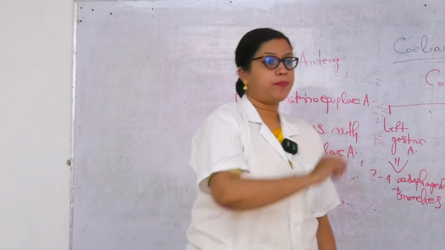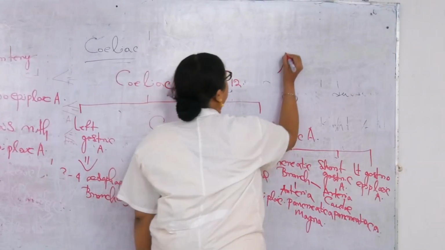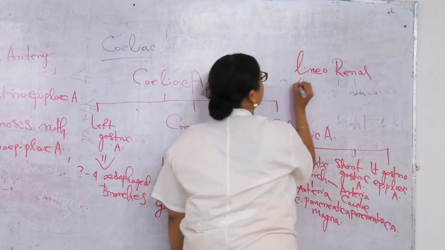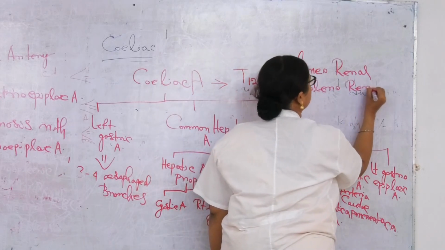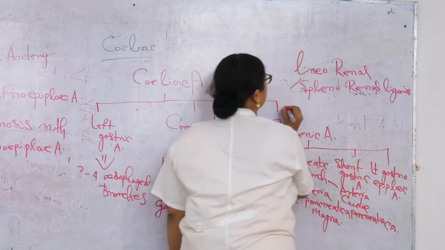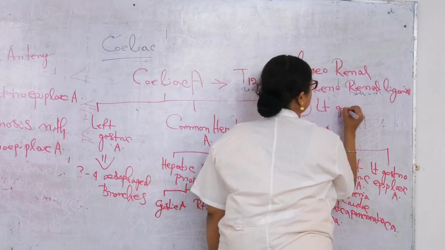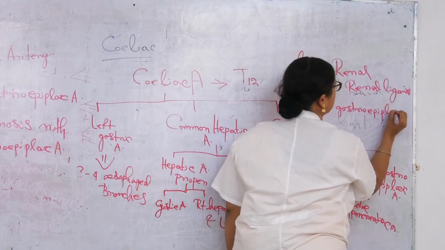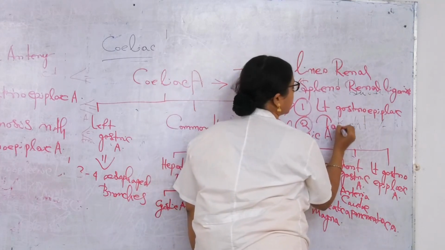Left, along with the tail of pancreas. Okay, so write it down. I can call it both lienorenal, and the other is splenorenal, whatever you will call it. Okay, so what is the content? Number one is the left gastroepiploic, okay, and the second one is the tail of pancreas. Don't forget the tail of pancreas.